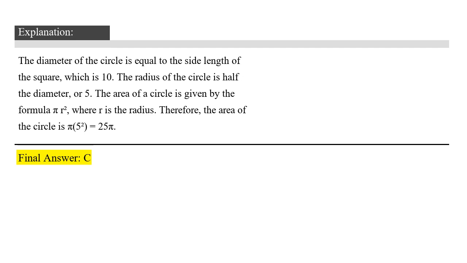The diameter of the circle is equal to the side length of the square, which is 10. The radius of the circle is half the diameter, or 5. The area of a circle is given by the formula pi r^2, where r is the radius. Therefore, the area of the circle is pi times 5^2, equals 25 pi.